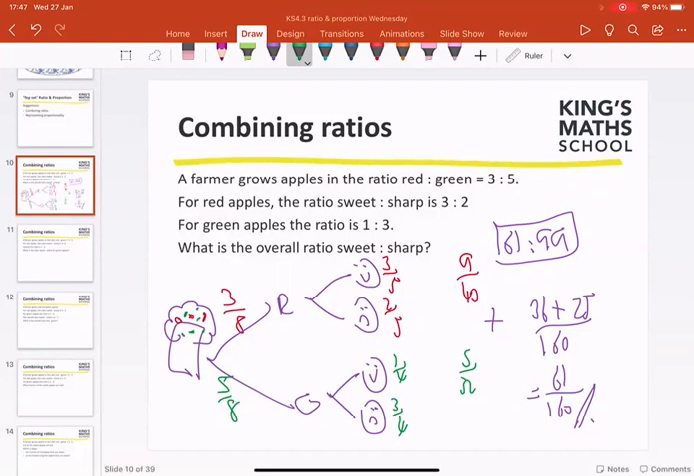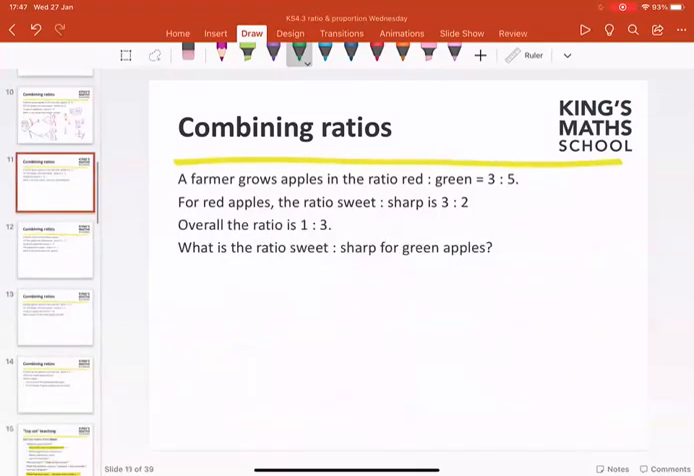So these are all tree diagram questions, and that is good arithmetic practice. I deliberately chose those numbers so they had quite a nice common denominator, but not a trivial common denominator. Then I might tweak it to make that question. So I'll draw the tree diagram. Can you see the 3 to 5 is the same, the 3 to 2 is the same, but now overall it's 1 to 3. So now I've given you the end point, and the question is, what's it for the green apples?